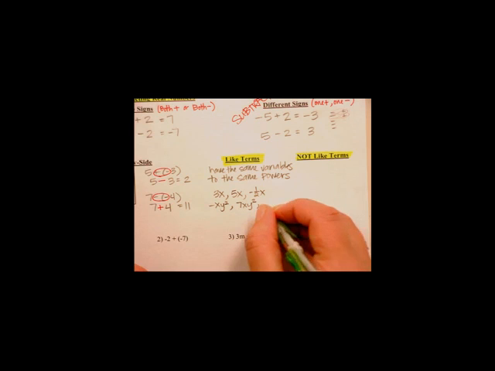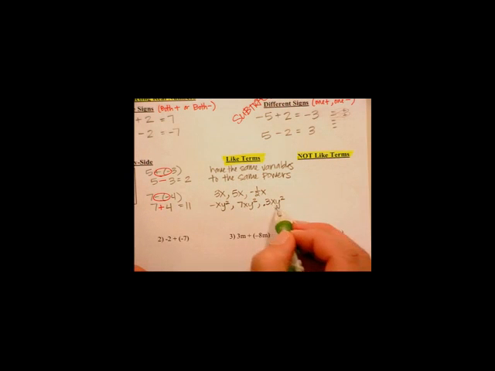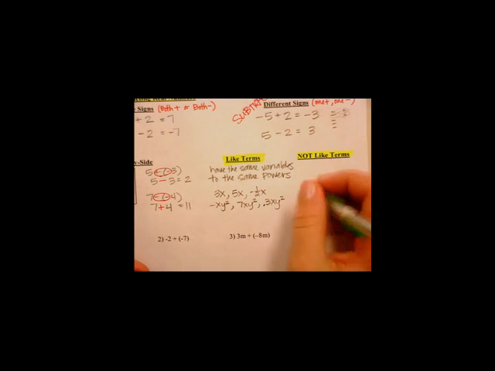Another set of like terms might be negative xy squared, 7xy squared, and 0.3 xy squared. They all have an x to the first, a y to the second. The coefficients, these numbers in front, that doesn't matter at all. We're just focusing on the variables. x, y to the second, x, y to the second, x, y to the second. These are like terms.